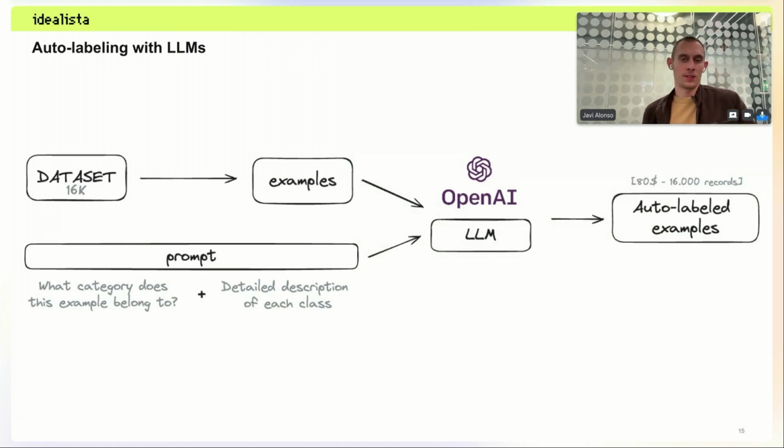So this is the flow that we follow for doing auto labeling with large language models. We have our data set, about 16,000 samples, and we also had to write a prompt. This is a simplified version of the prompt, it's quite big, so I just wanted to simplify it. We ask the model, hey, what category does this example belong to? Plus, we introduce a detailed description for each class, like valid messages that come from useful people interested in a property, or offensive, inappropriate words, and so on. One for each of the 4 categories.